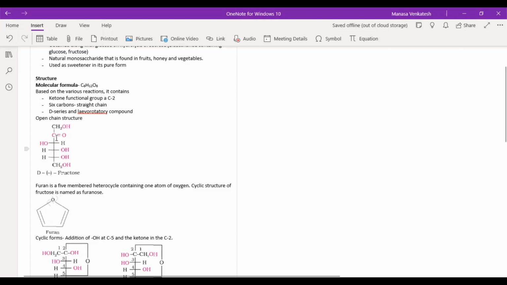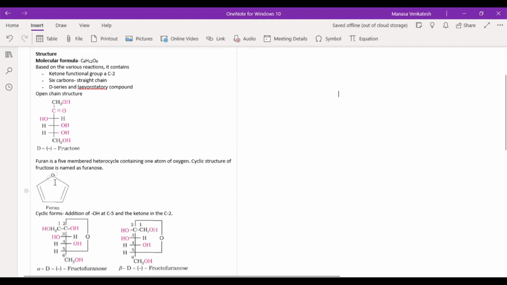So the second carbon atom is a ketone. Second thing, the 6 carbon atoms are of a straight chain. Again, this is similar to that of glucose, and it's a levorotatory compound. Remember, glucose was dextrorotatory, so you had a plus sign over here, but this is a levorotatory compound, and the D is because of comparison to glyceraldehyde.